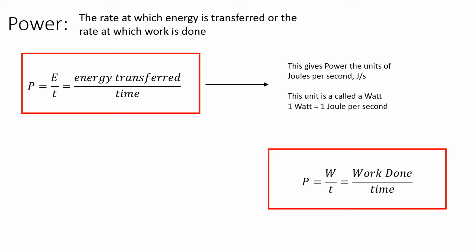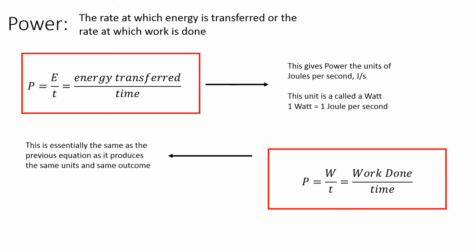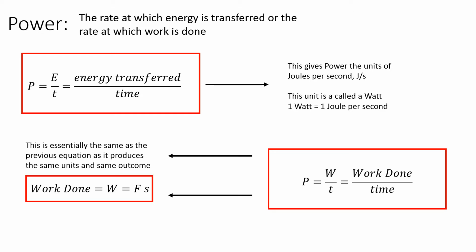The second equation that also describes power is P equals W over T. W is work done, T is time. This is essentially the same equation, as it produces the same units and the same outcome. However, work done is considered slightly different to energy transferred. So the work done, just given by the symbol W, equals force times distance. S is the symbol for distance.